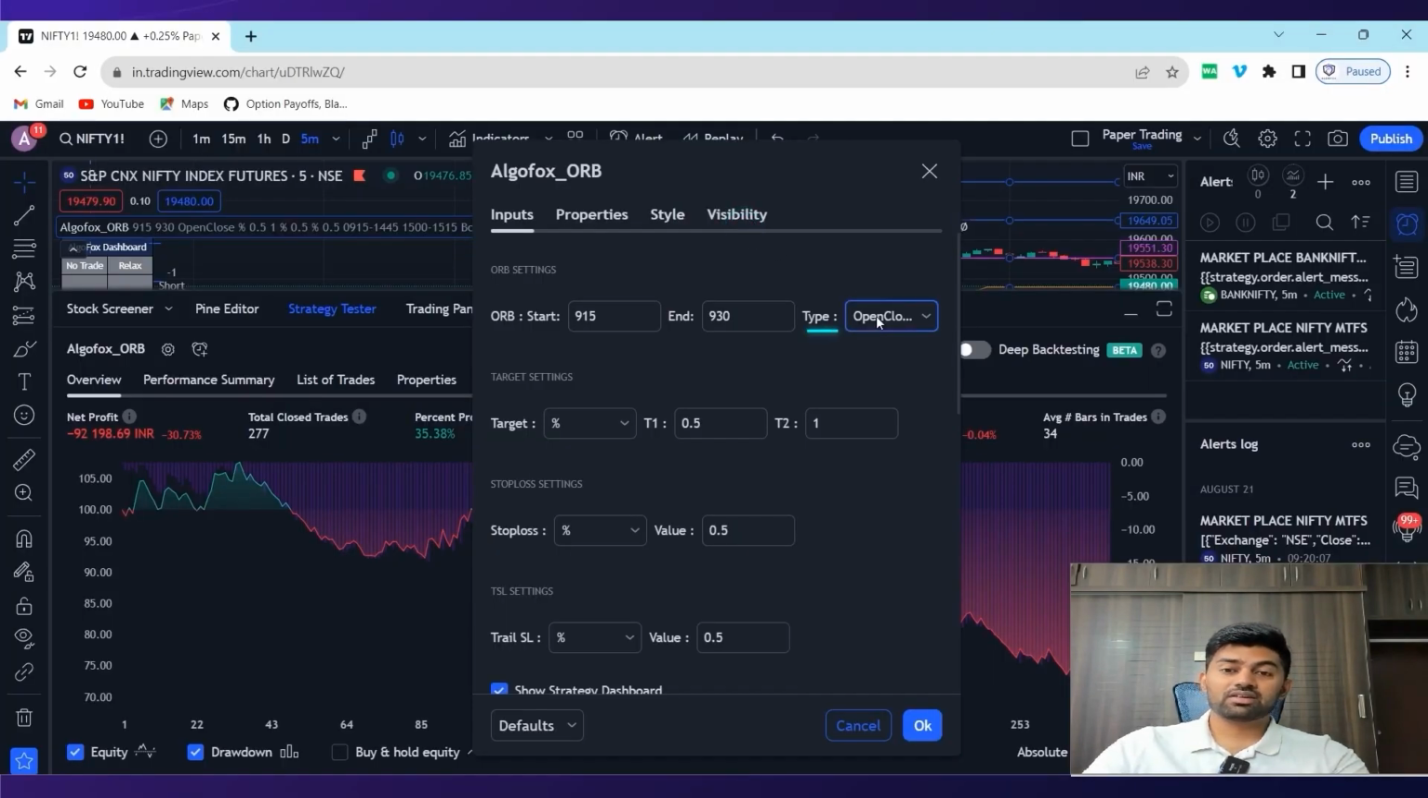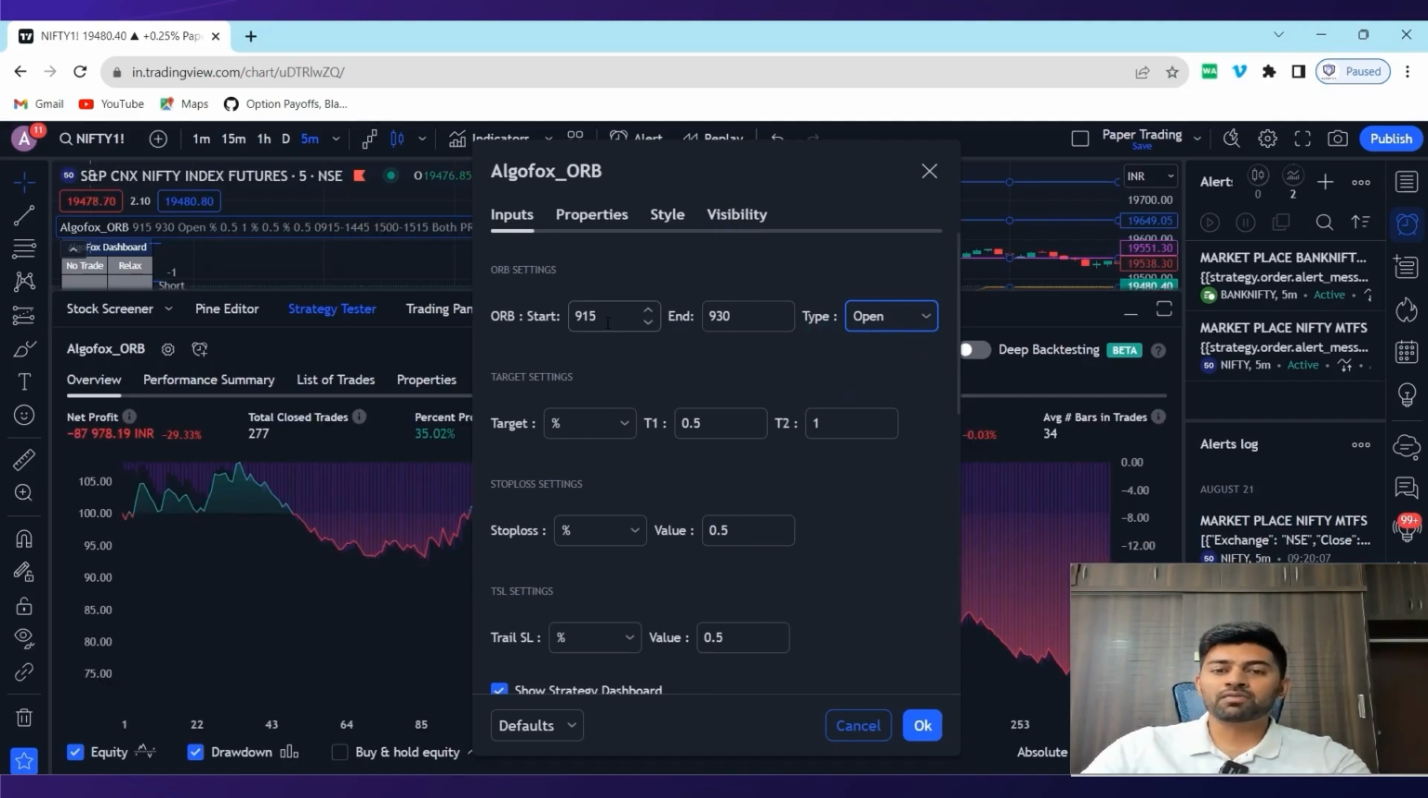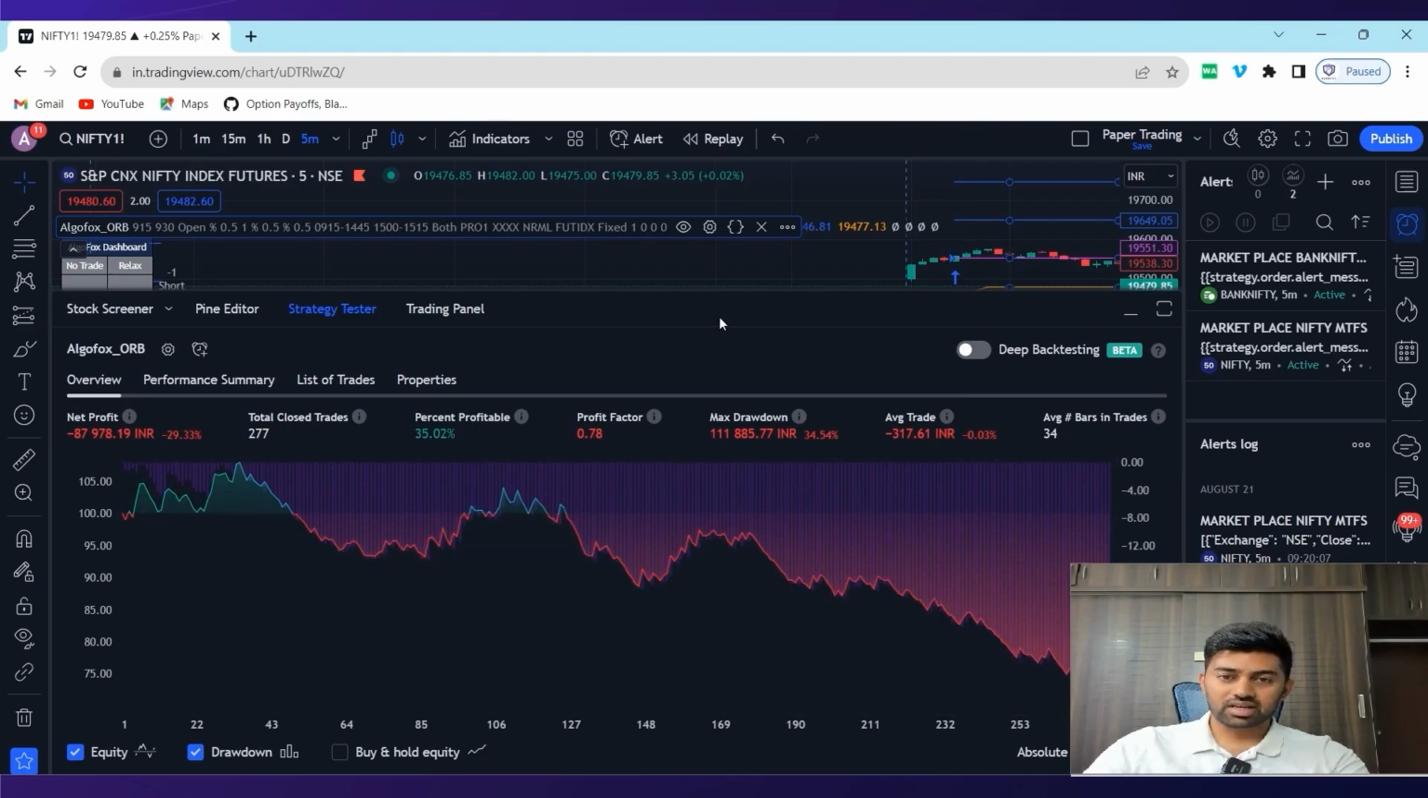And similarly, instead of open and close, I can even mark just opening price. So opening price of 9:15. If we go above the open price, we buy. If we go below the open price, we short. And this is how the backtest result looks like.